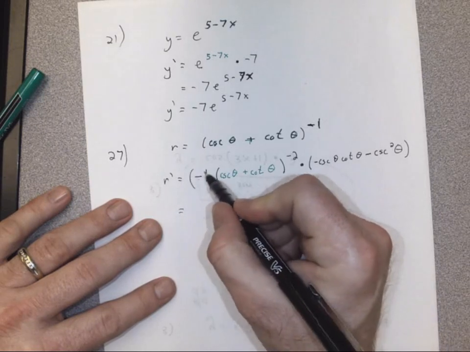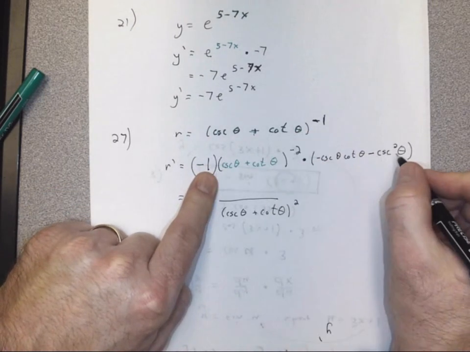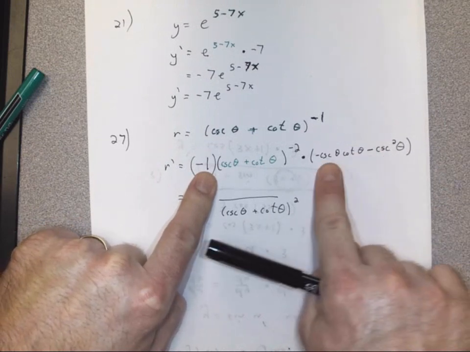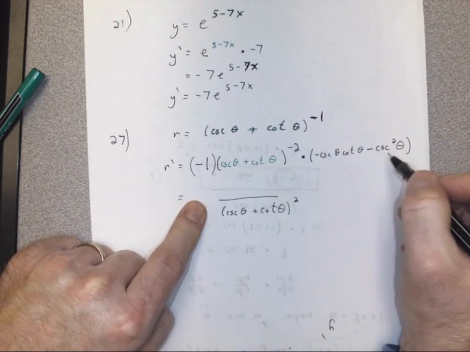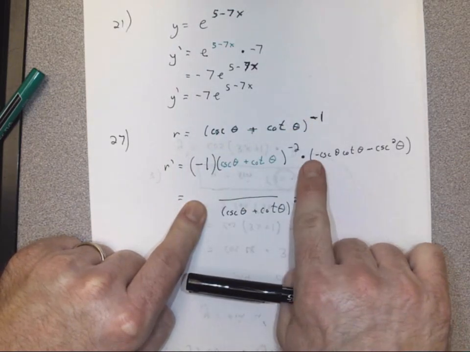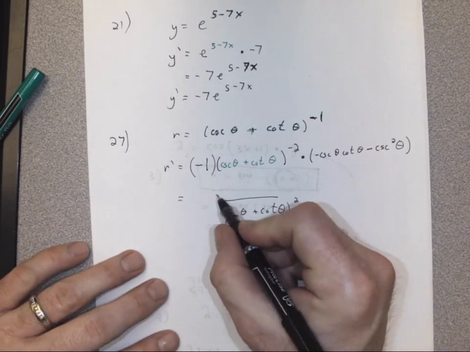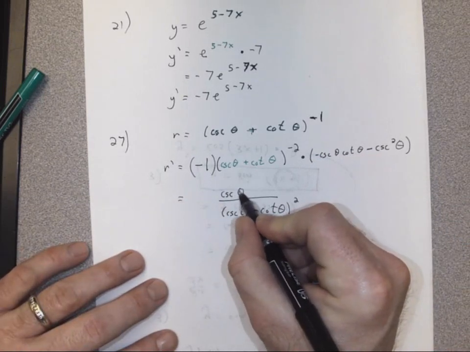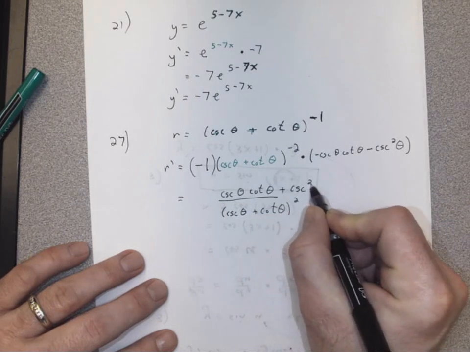Can I combine this negative 1 and this binomial over here? Are they both to the power of 1? This entire binomial, what's the power up here? So that means I can take that negative 1 and multiply it inside, right? What's going to happen to these negative signs when you do that? Okay, so this is going to be cosecant theta cotangent theta plus cosecant squared of theta.